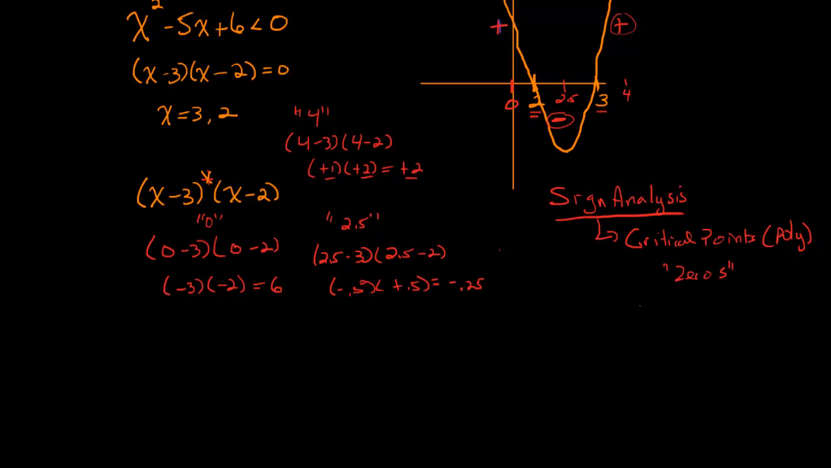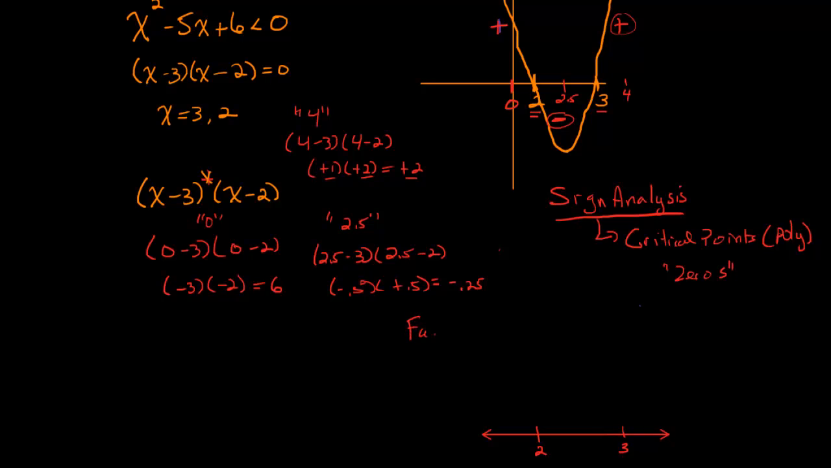So the first thing we're going to do with a sign analysis is line up a number line with our critical points in ascending order. My first critical point is going to be a value of 2, and my next critical point is going to be a value of 3. So these are my critical points.